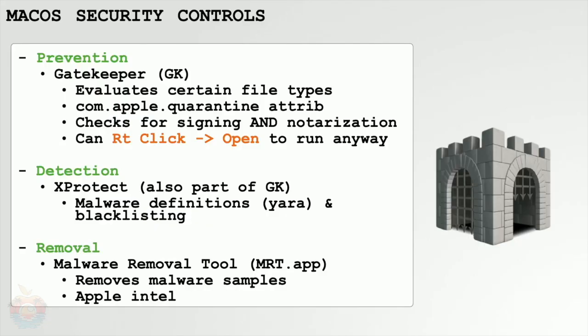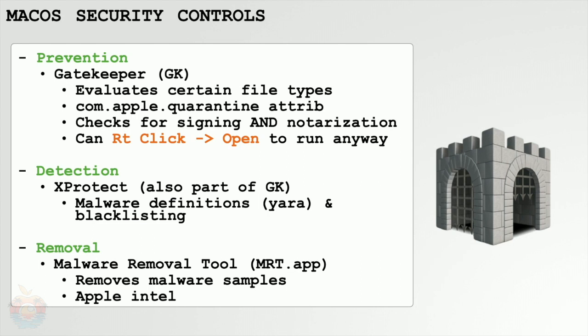But before we do that, I'm going to jump into some basics, kind of like a refresher for most of us, of the core components of macOS security. We have prevention, detection, and removal at a very high level. From a prevention perspective, Gatekeeper is the main component of macOS that provides prevention.